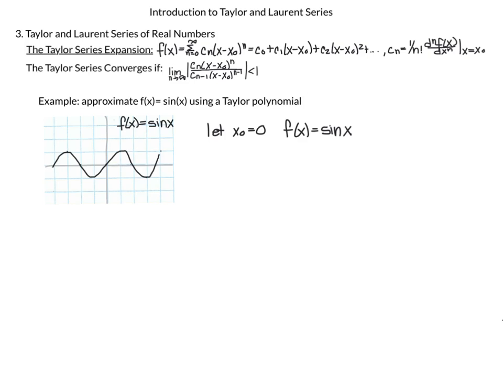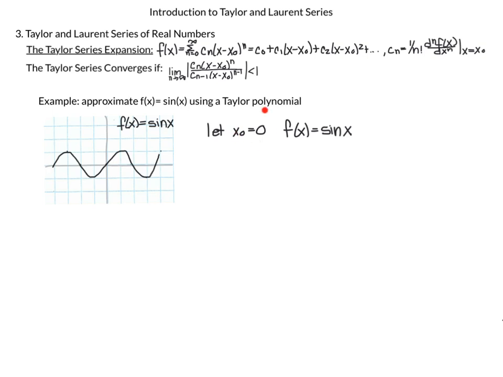Previously, when we did this series expansion, I used a little bit different look for this formula, so we'll just use the formula that we're given in your book now. So we're going to approximate f of x equals sine of x using a Taylor polynomial, and we're going to center our approximation at x naught equals 0.